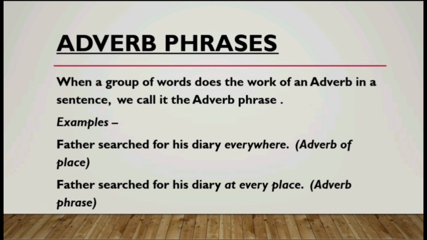If you see another example here: father searched for his diary at every place. So instead of a single word, we have used a group of words, that is a phrase, and that is an adverb phrase of place. So where did father search for his diary? At every place. So a group of words lacking a finite verb and a subject, performing the task of modifying a verb, adjective, or another adverb, is called an adverb phrase. So I hope you understood adverb phrases.